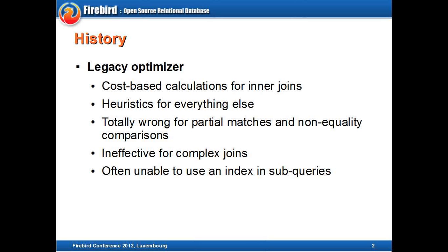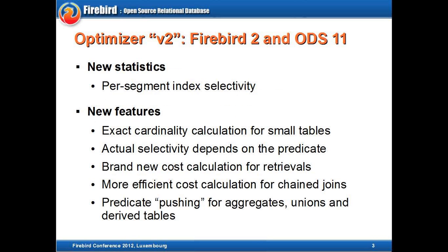A lot of changes were made to the optimizer code. It was not completely rewritten from scratch, but maybe half of the optimizer has been changed. What were the key changes in Firebird 2?